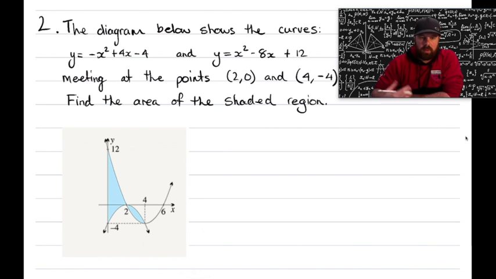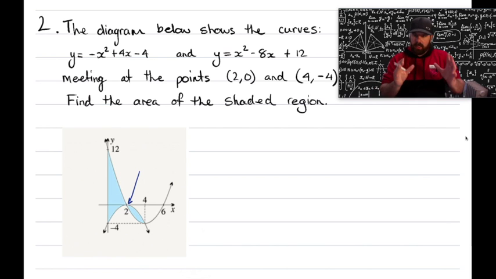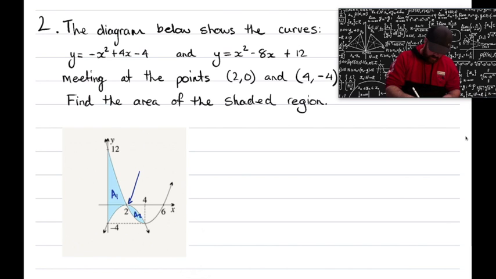Let's take the time to break down what's happening. We have a point of intersection over here where the two curves cross over each other. So we need to find this area in 2 chunks. We've got area 1 and we've got area 2 down here. With area 1, we're looking at an area bound between 2 curves.